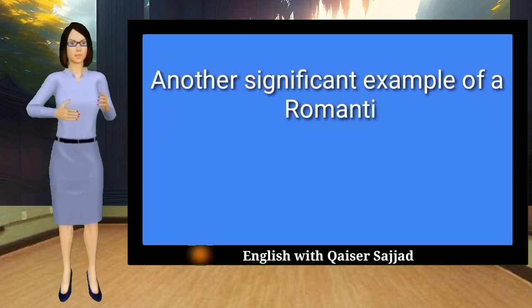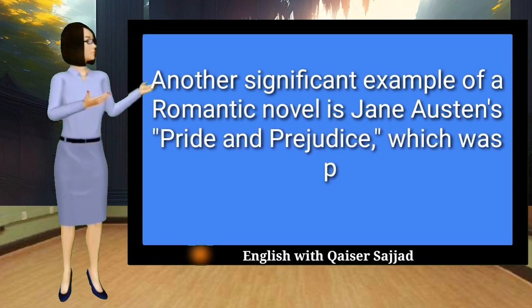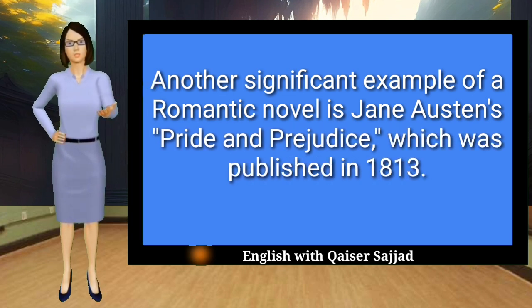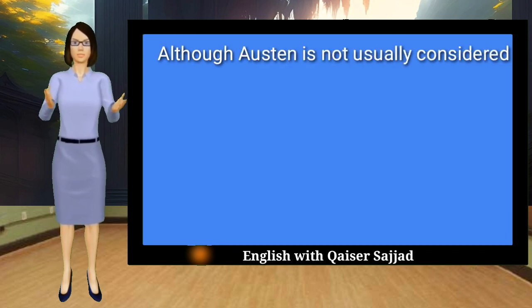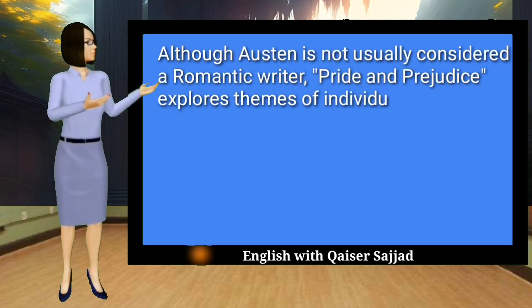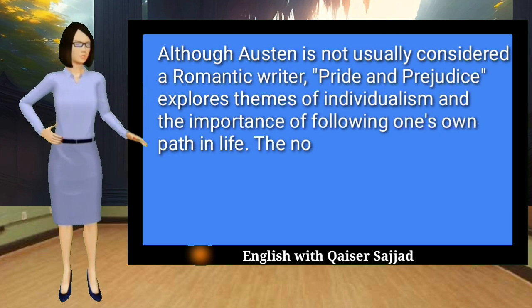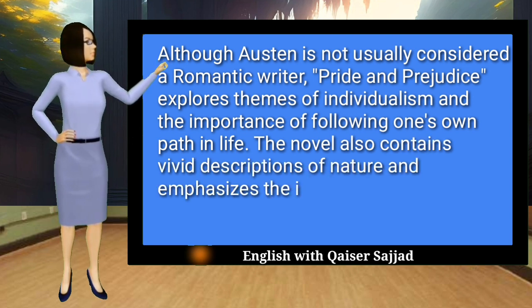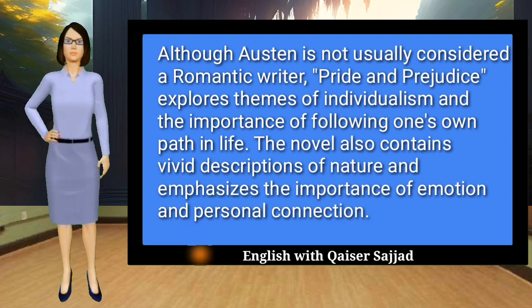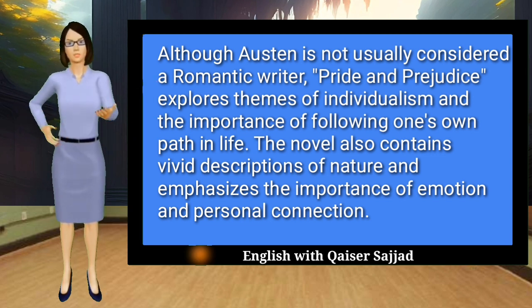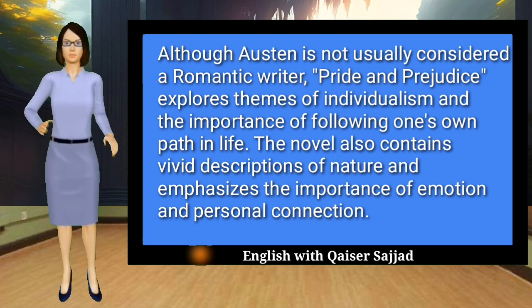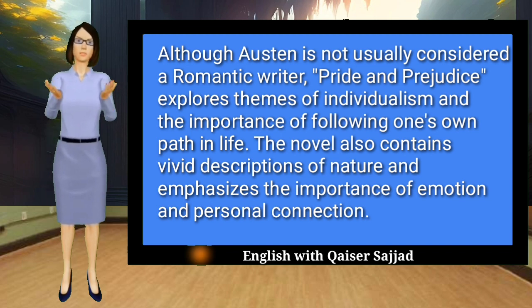Another significant example of a Romantic novel is Jane Austen's Pride and Prejudice, which was published in 1813. Although Austen is not usually considered a Romantic writer, Pride and Prejudice explores themes of individualism and the importance of following one's own path in life. The novel also contains vivid descriptions of nature and emphasizes the importance of emotion and personal connection.